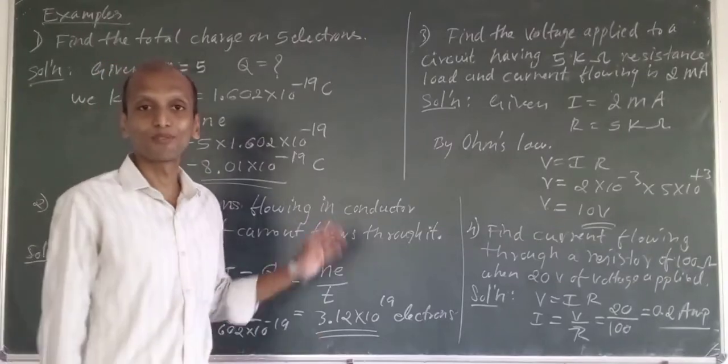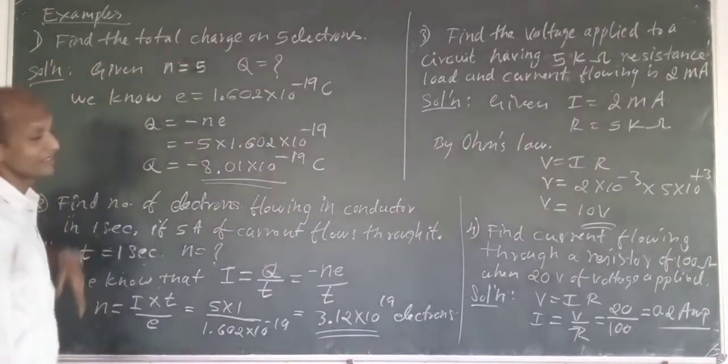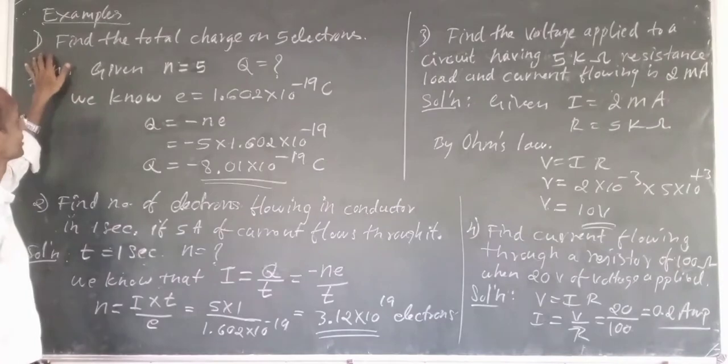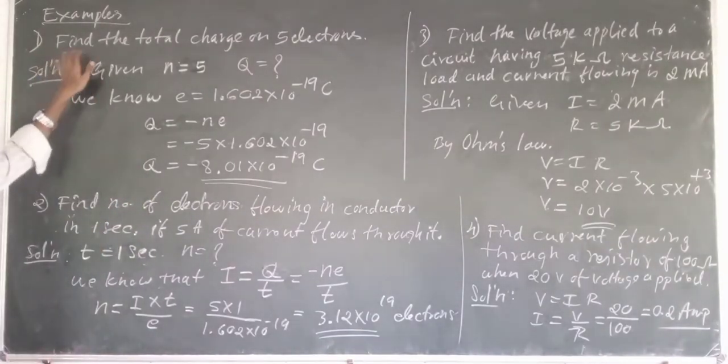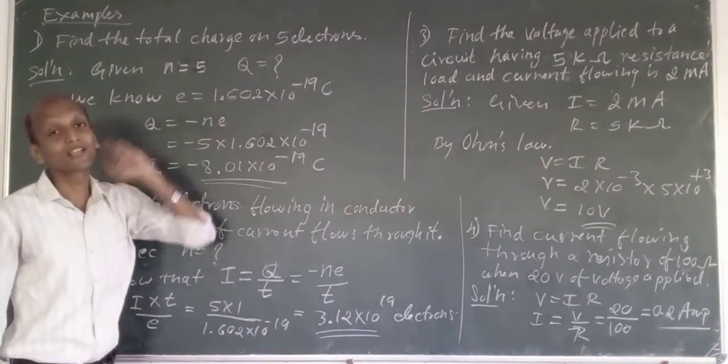Students, now we will see some of the examples. Here we have the first question which is given: to find the total charge on 5 electrons.